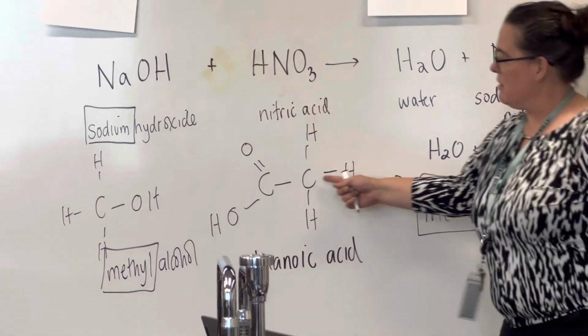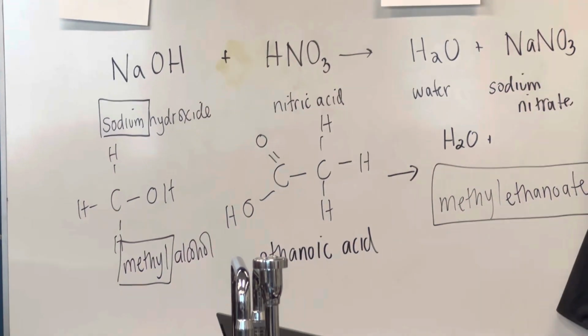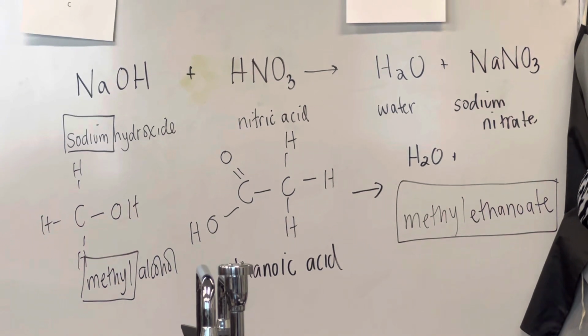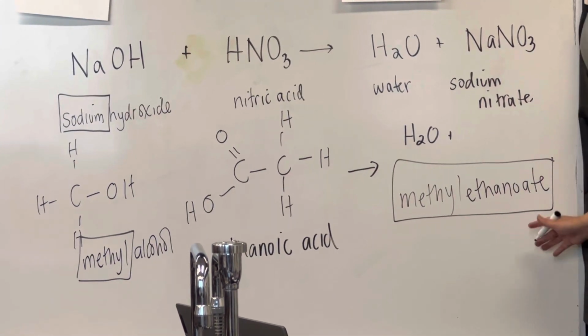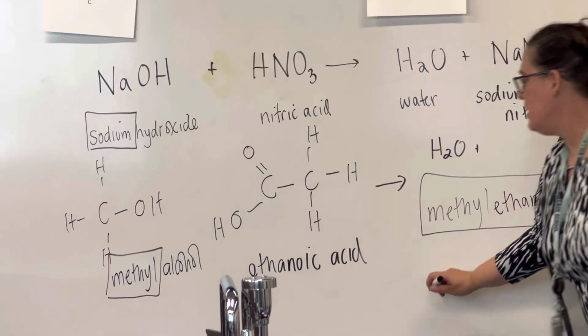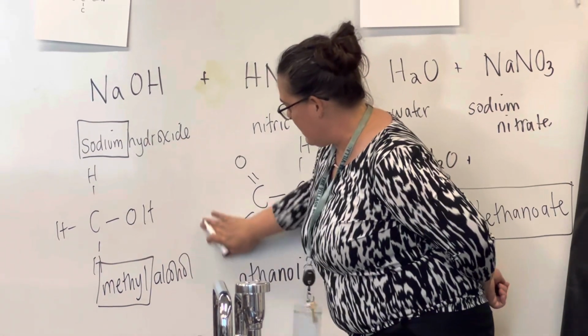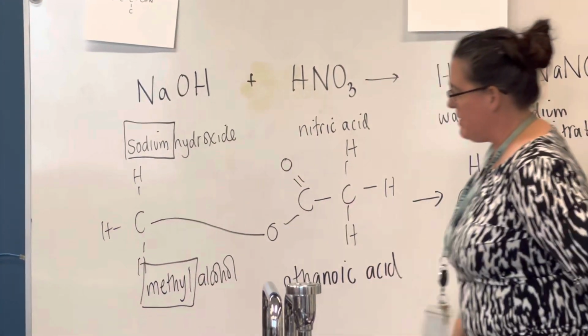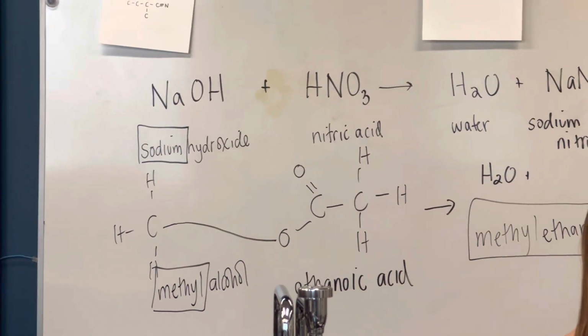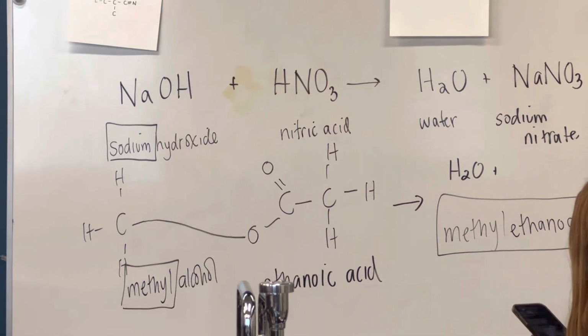There are 2 C's in the longest chain. The COOH C counts. Just like in propanoic acid, the longest chain was 3 because I included the COOH C. So this molecule is methyl ethanoate. If I were to draw it, what I'm doing is I'm taking this H and this OH away, and I'm making a new bond right there. So that is methyl ethanoate.